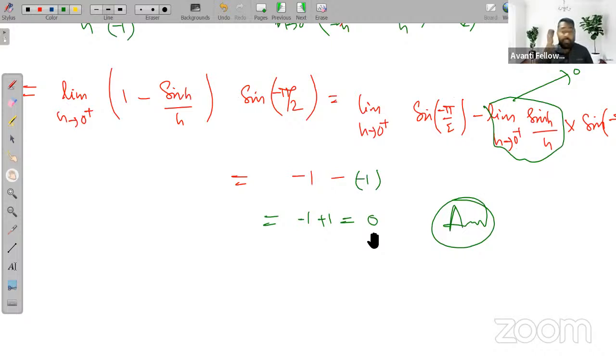The value of this given limit is 0, right? Okay, I hope this is clear to all of you. If you have any doubt, you can ask in the chat box. Everyone, quickly. Okay, clear? So let's move to the next question.